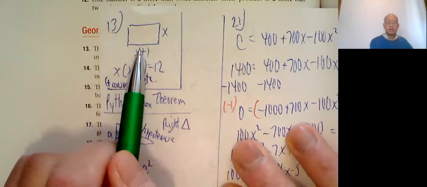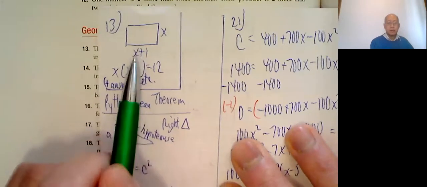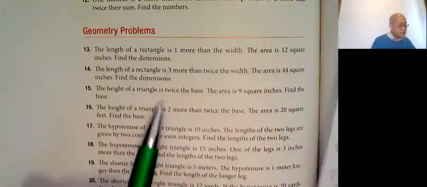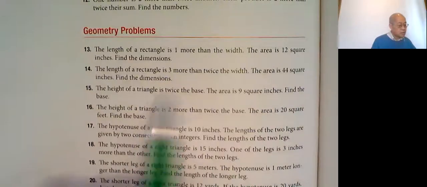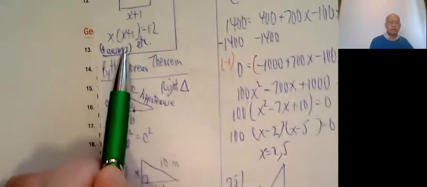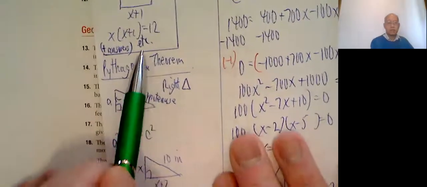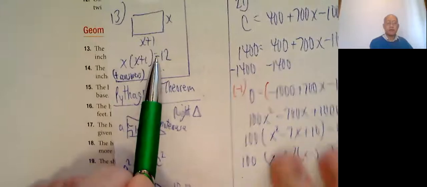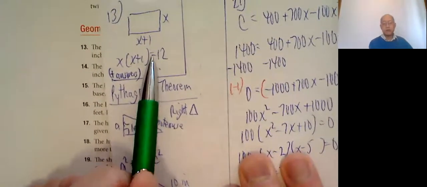X and x plus 1. Okay, the area is given to be 12. So I solve x times x plus 1 equals 12. Okay, and I'll just say etc. So you finish the rest of that. Okay, the answers turn out to be 3 and 4.